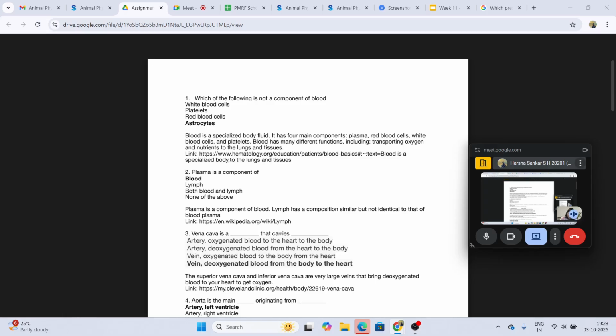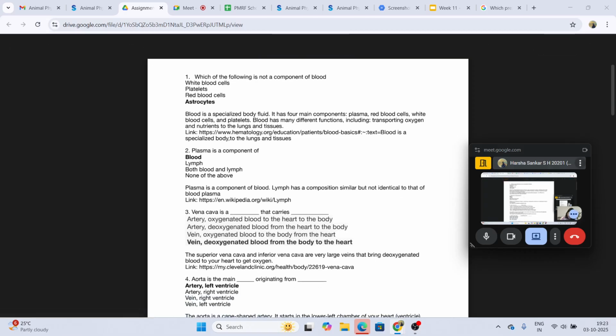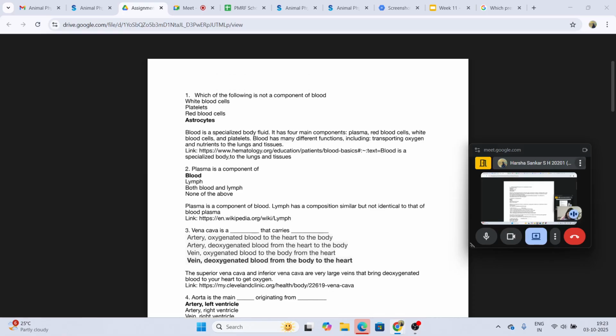Which of the following is not a component of blood? White blood cell, platelet, red blood cell, astrocytes. Definitely astrocyte is not a part, right? That is correct. Why? Because we know blood is a fluid and it has mainly two components: plasma and the cells. And if we divide the cells again into three, we get red blood cells, white blood cells, and platelets. Due to that, they can perform multiple functions. RBC mainly does transport of gases and providing nutrients to the lungs and tissues. WBC is mainly concerned with immunity and other functions, and platelets with blood clotting.